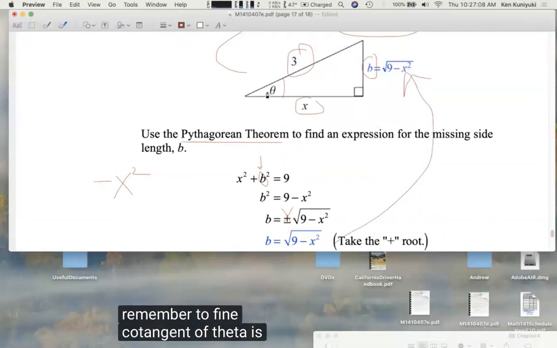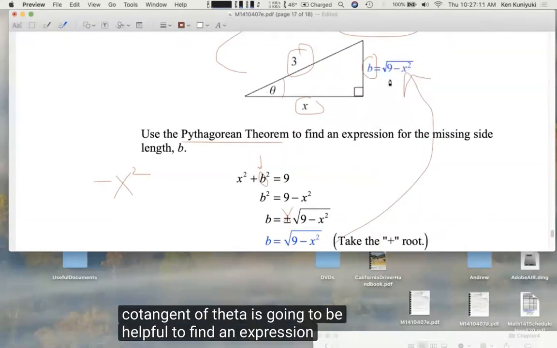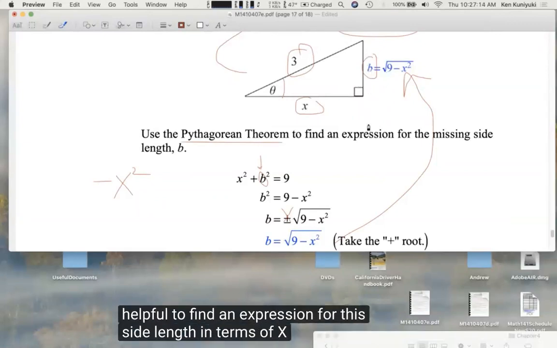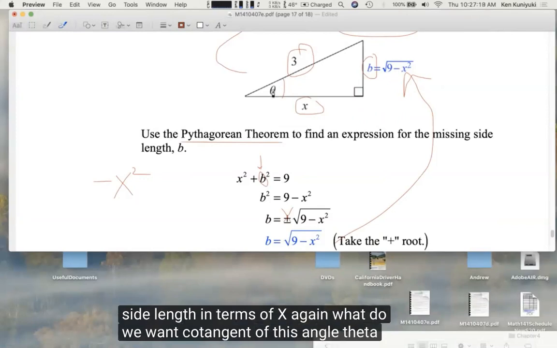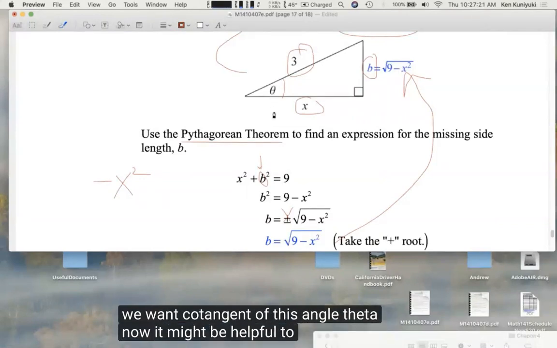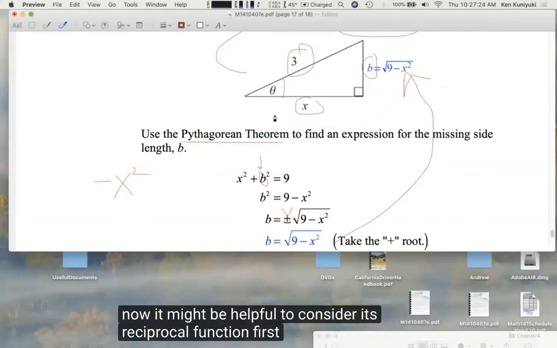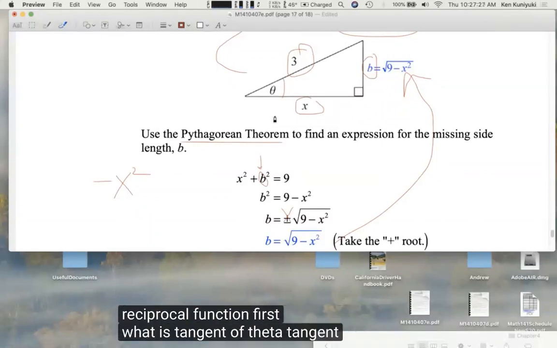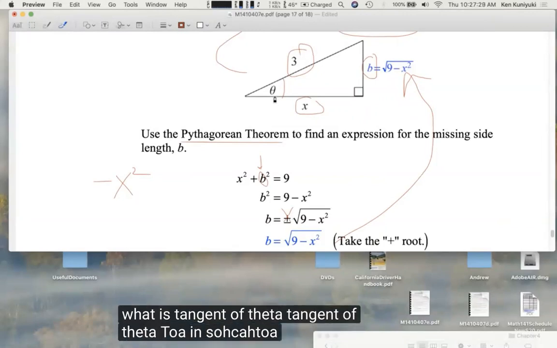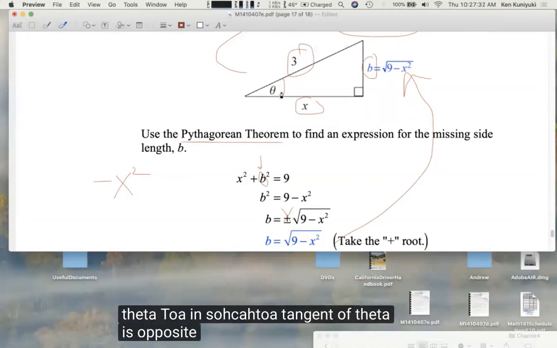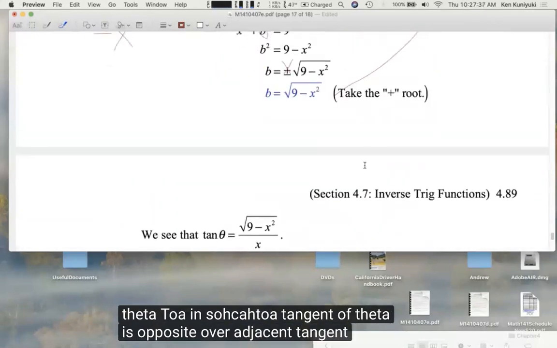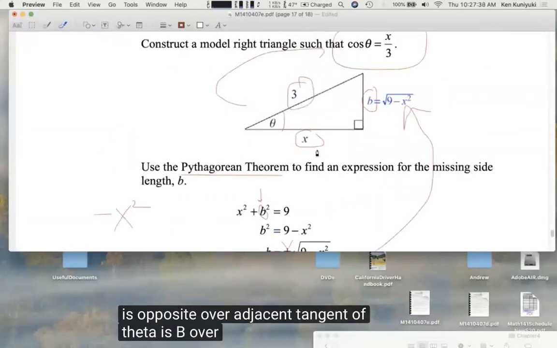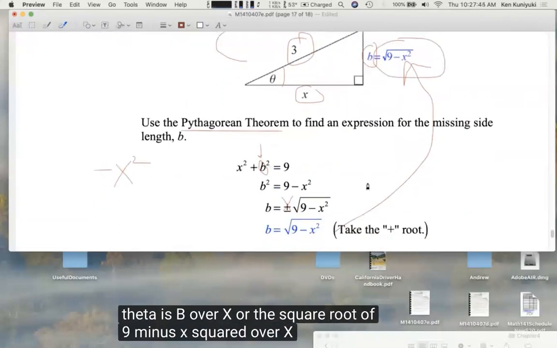Remember, to find cotangent of theta, it's going to be helpful to find an expression for this side length in terms of x. Again, what do we want? Cotangent of this angle theta. Now, it might be helpful to consider its reciprocal function first. What is tangent of theta? Toa in SOHCAHTOA: tangent of theta is opposite over adjacent. Tangent of theta is b over x, or the square root of 9 minus x squared over x.